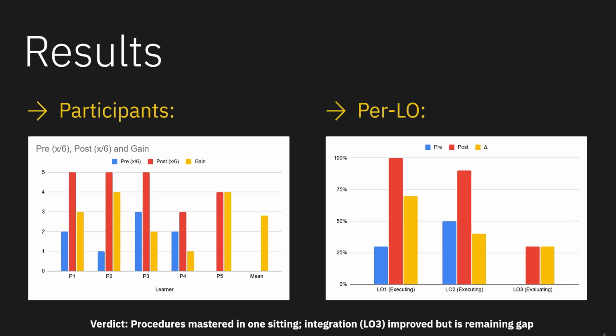I think that's probably expected, because the first 2 are procedural and that can be mastered maybe in a 15 to 30 minute session, but this final learning objective leans on a higher order Bloom process that may require more repetition or more work to really grasp.